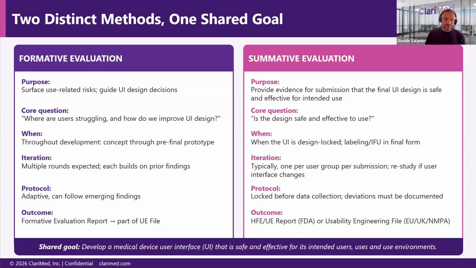Usually you have more formatives and, again, multiple rounds of formative, and you change your formative depending on the results from the last formative. Summative usually is one at the end where you get your user group and you do the final evaluation. If something goes wrong and you have to repeat it, you have to repeat the whole thing again.